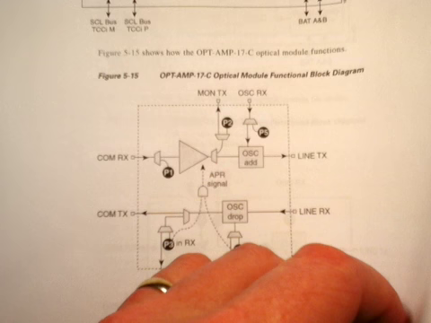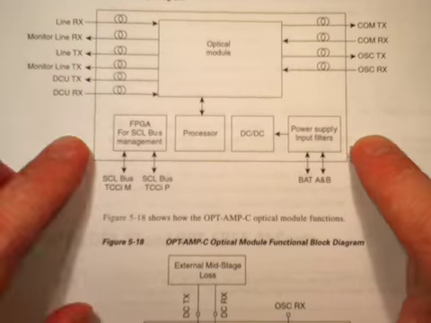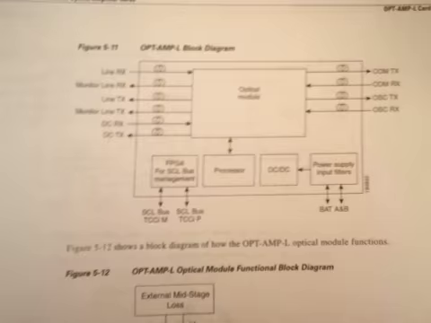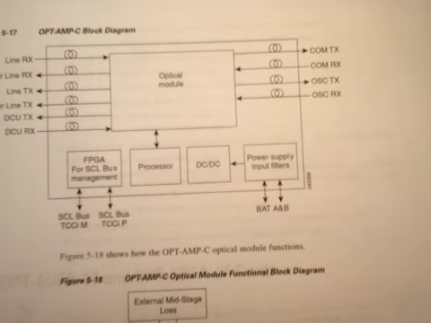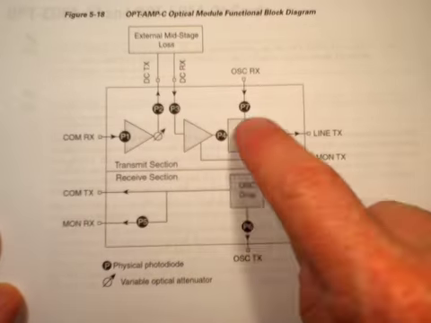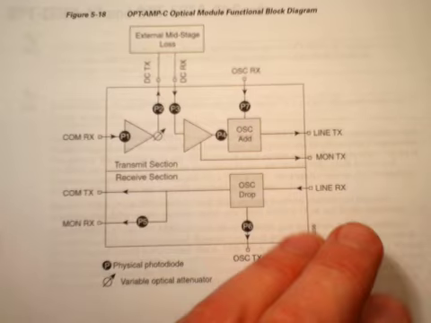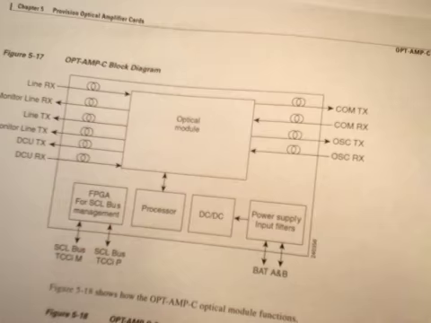Okay. Let's see, a couple more optical amplifier block diagrams. Optical amp C, 10 ports. You know what? It turns out this one's just like that optical amp L that we already looked at. Opt amp L and opt amp C. Same thing. OSC add and drop, mid-stage access. Okay, so we've seen that one before. But this one's in the C band rather than the L band.